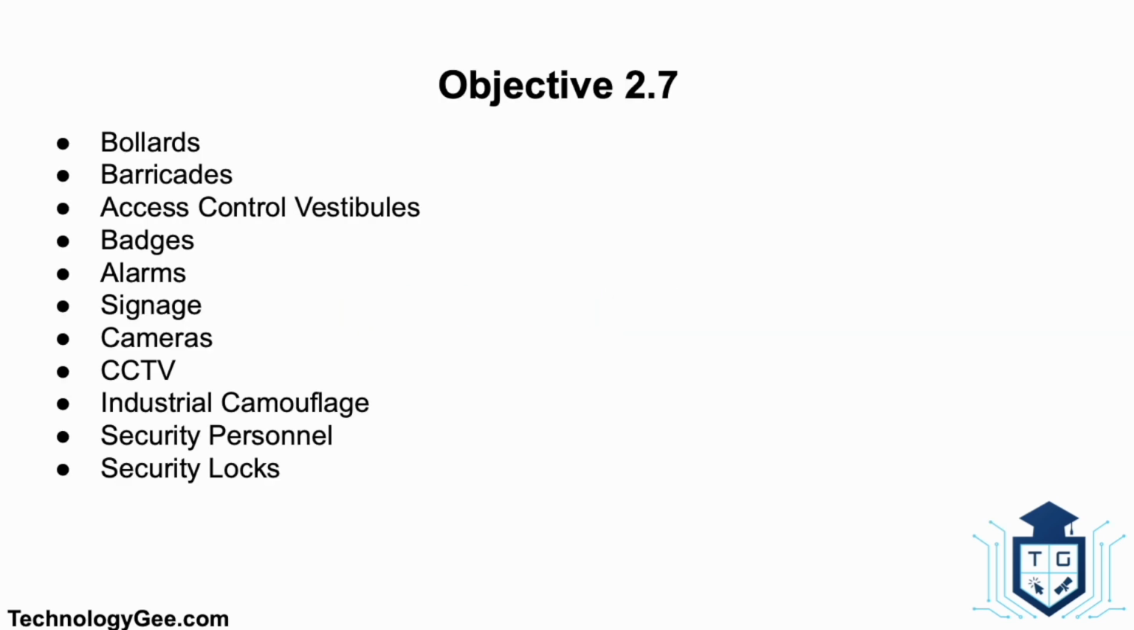In this video, you're going to learn about physical security controls such as bollards, barricades, access control vestibules, badges, alarms, signage, cameras, closed circuit television, industrial camouflage, security personnel, and security locks.